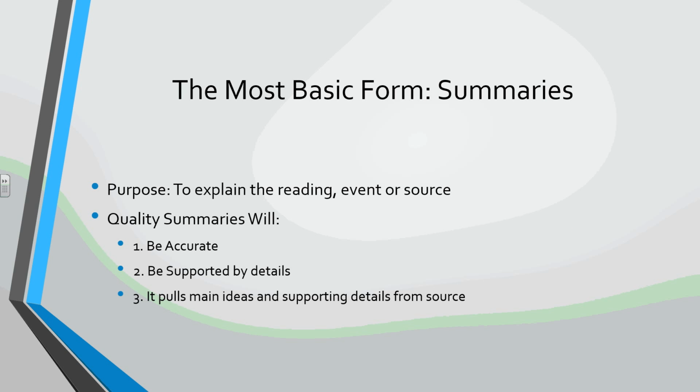So we're going to introduce you now to summaries, the most basic form of writing for social studies. Summaries are to explain the reading or event or source that you just experienced prior to the writing. A quality summary will be accurate, be supported by details, and pulls from the main ideas and supporting details of the source.